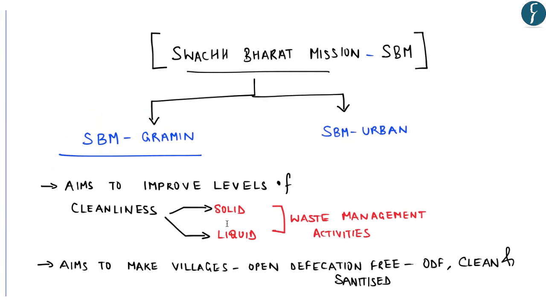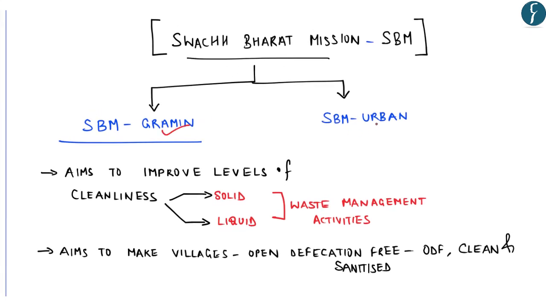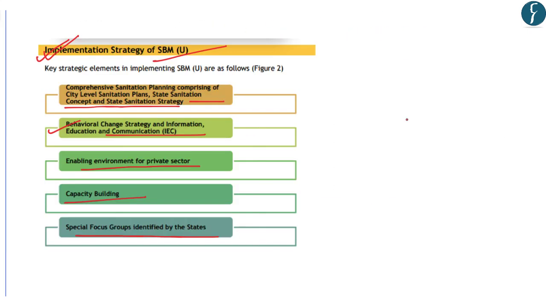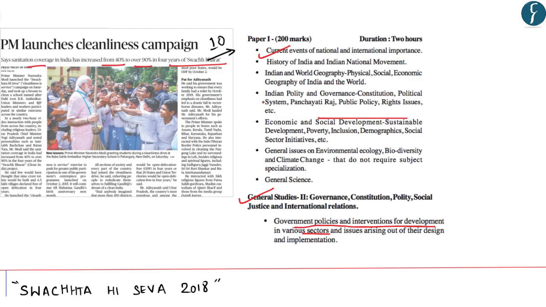So Swachh Bharat Mission, both Gramin as well as Urban, becomes extremely important to understand from an exam point of view, as questions can be asked in the mains examination as well, to explain how Swachh Bharat Mission will effectively help in making India clean as well as open defecation free, and how implementation of Swachh Bharat Mission Urban will further help in improving the quality of life in cities. Thus, this news on Swachhata Hi Seva 2018 becomes extremely important from our exam perspective. With this, let's move on to the next news.